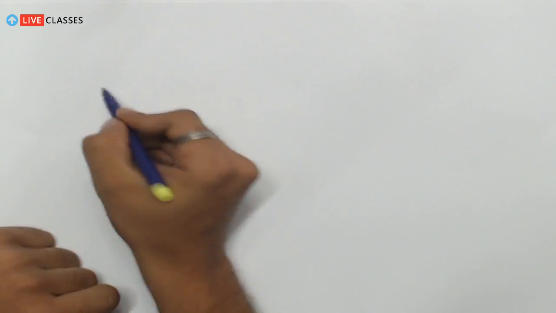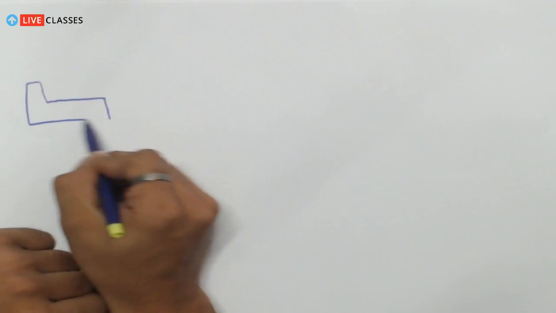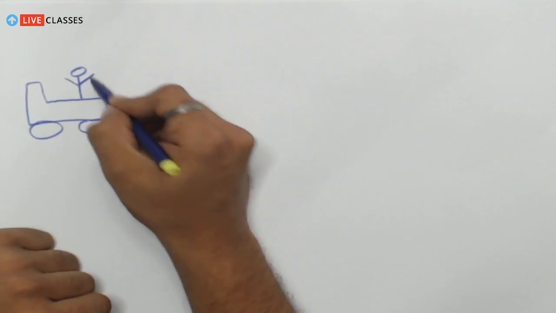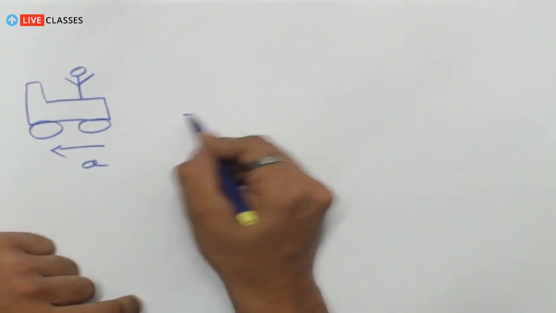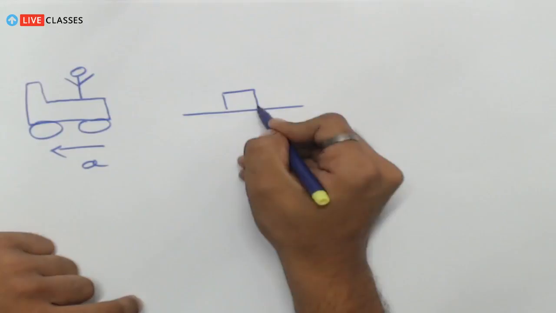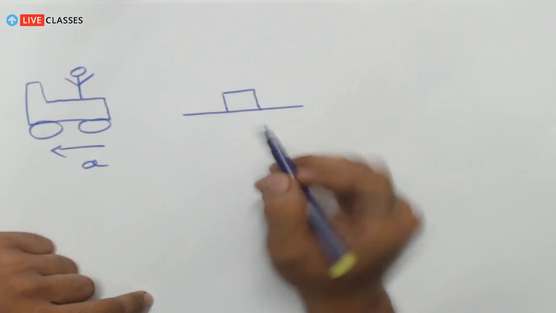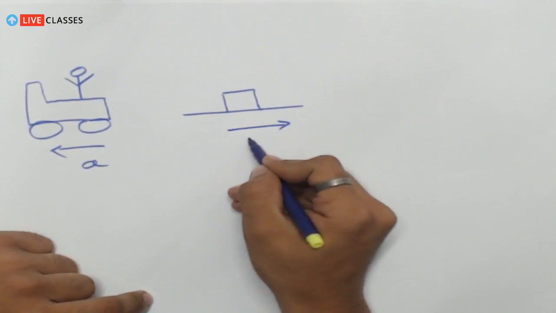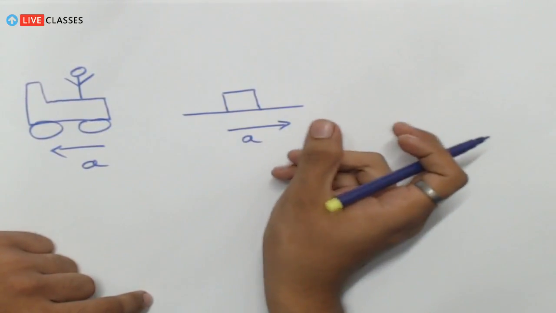So let's understand this by an example. Suppose here is a bus, and a man is standing on this bus. This bus has an acceleration of a this side. It is the ground. Suppose a block is placed on the ground. So when the man sees the block, what will he see? He will see that the block is moving with an acceleration of a in this direction, right? Because it is relative, so it is going in this direction.